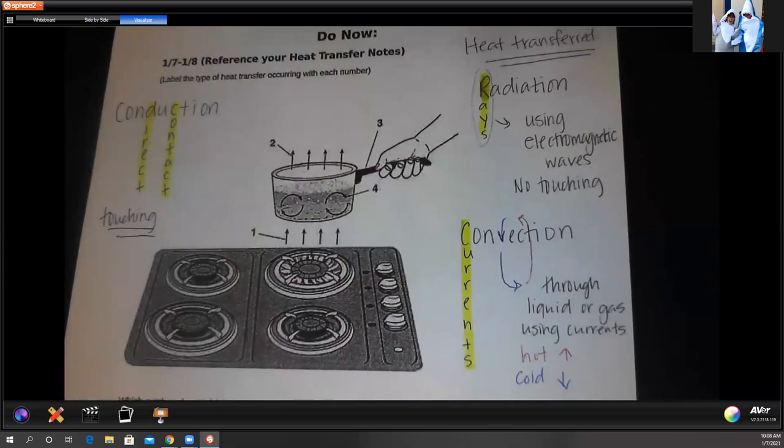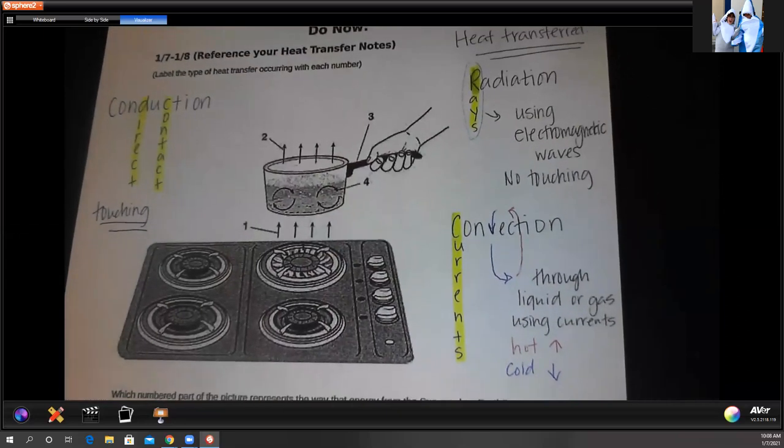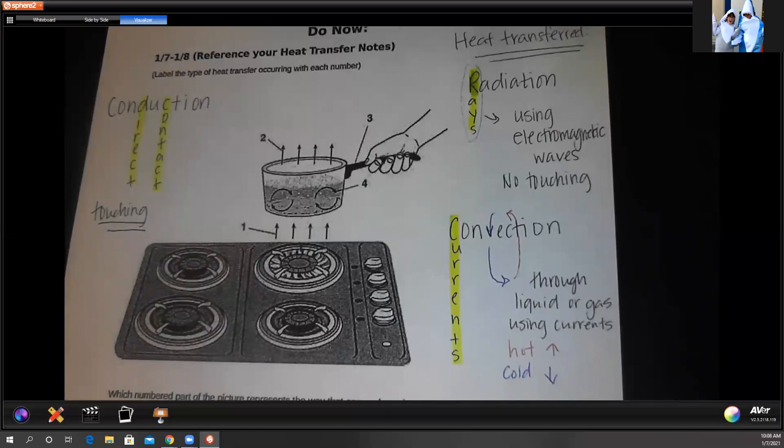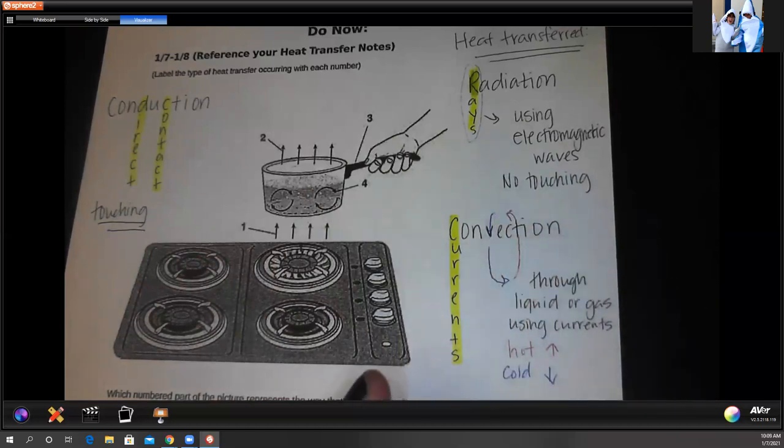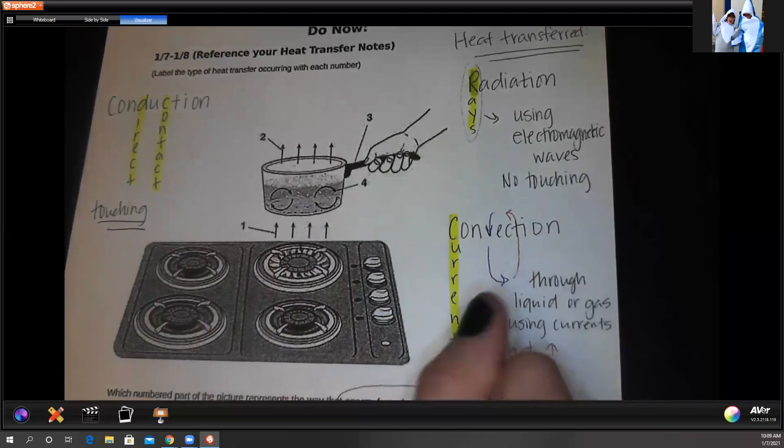Perfect. So now that we've totally brain dumped on our page, we can figure out what each number is an example of. So look, the question says, which numbered part of the picture represents the way energy from the sun reaches Earth? What form of heat transfer is how this energy from the sun reaches Earth? Can I have somebody new?